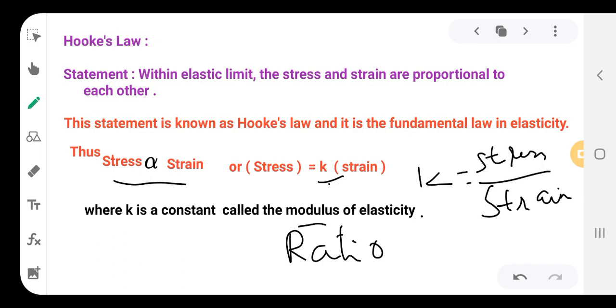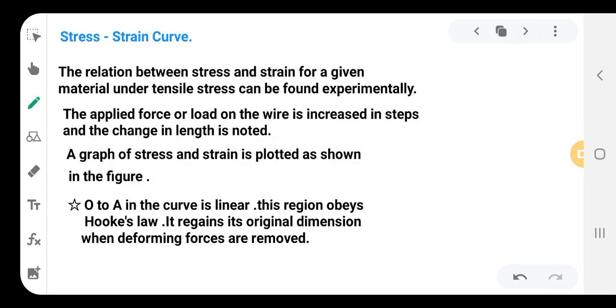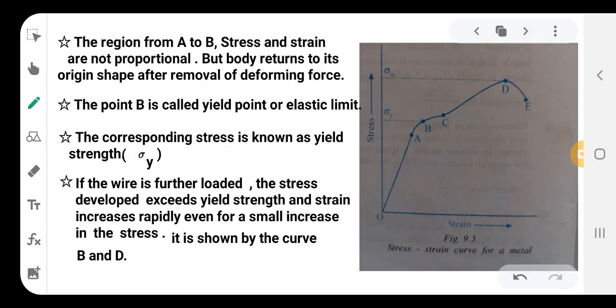So within the elastic limit of a substance, when the substance has still not lost its elastic property, then whenever you are applying stress to a body, there will be proportionality of strain. So this is known as Hooke's law. Now let us go to the stress and strain curve. I will show you the diagram.